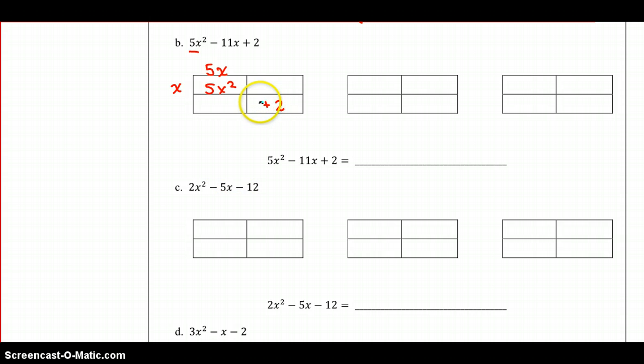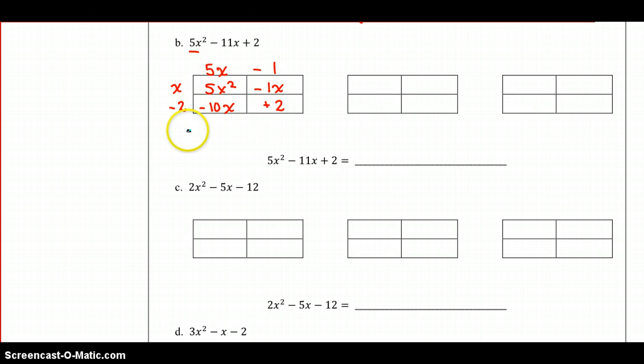Okay, so let's try, we're going to get some negatives here. So let's try negative 1 times negative 2. Okay. So negative 1 times negative 2 gives us a positive 2. Negative 1 times x, so minus 1x. And negative 2 times a positive 5, we're going to get negative 10x here.